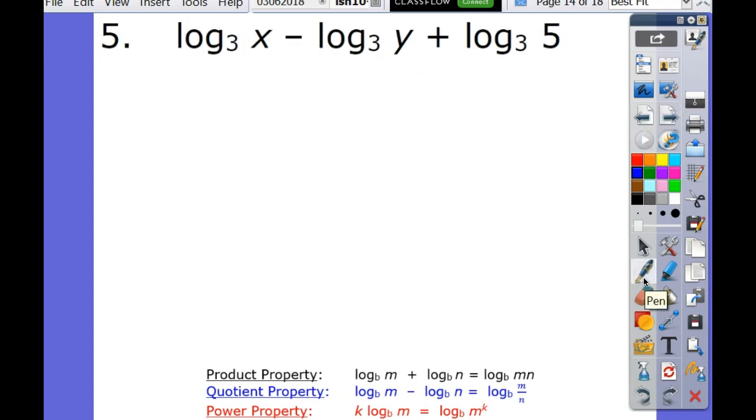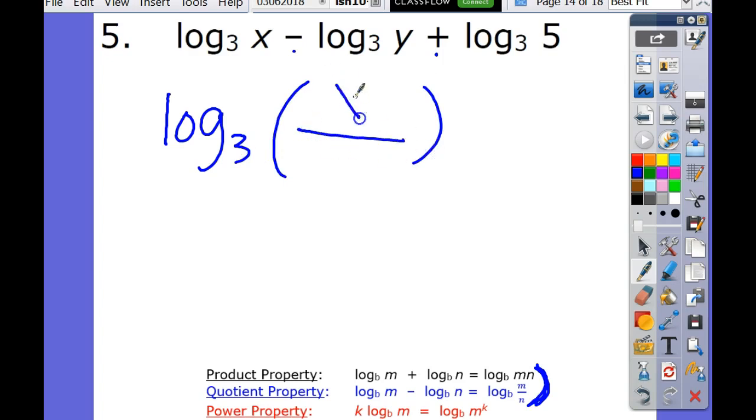Okay, on this one we have a subtracting sign and an adding sign, so we're going to use both the quotient property and the product property. Where's the 5 going to go? On the top or on the bottom? This is adding, so it is not divided, it is multiplied by the x. The 5 goes on top because this is an addition sign right here.